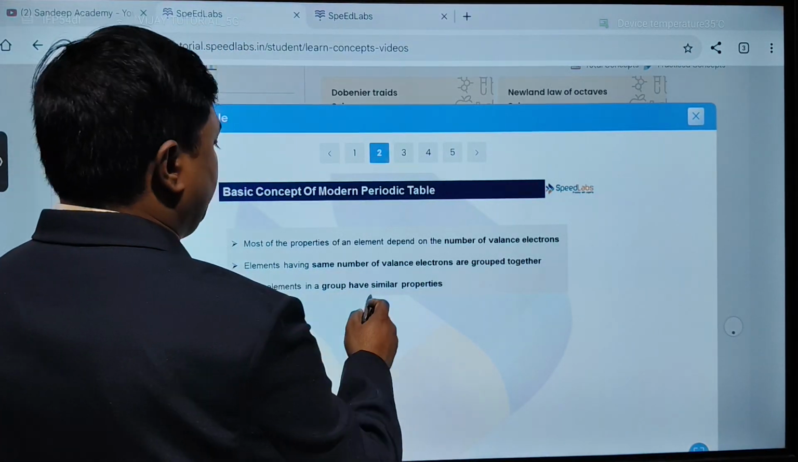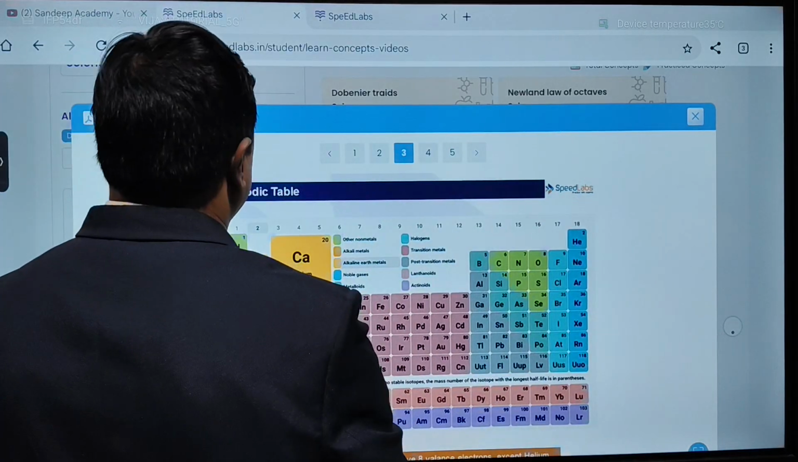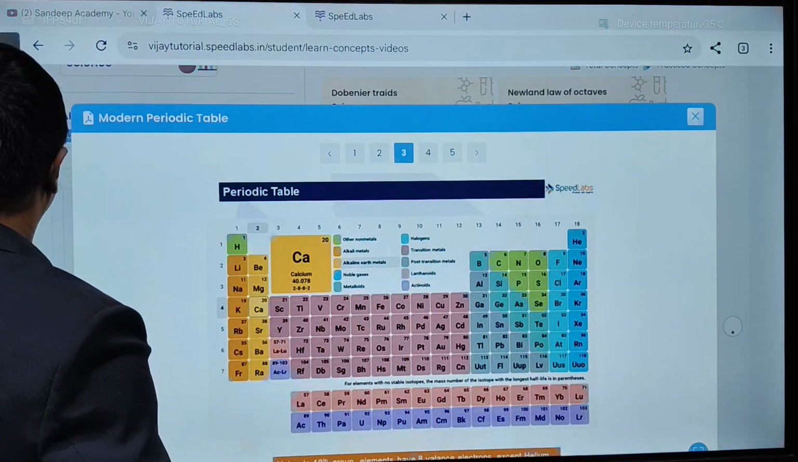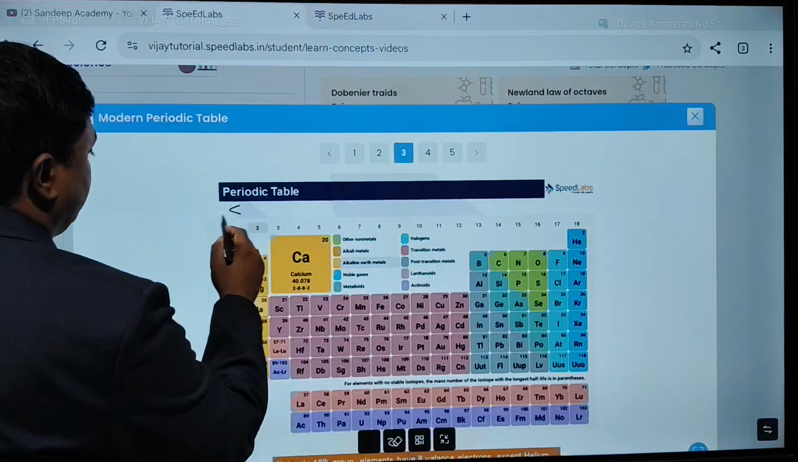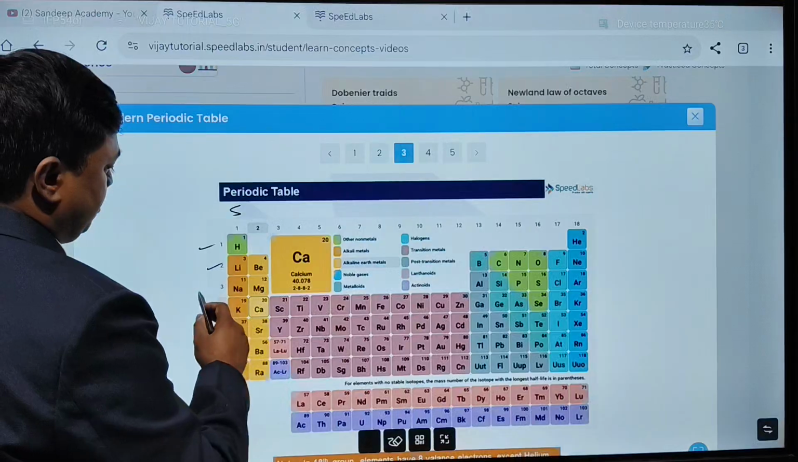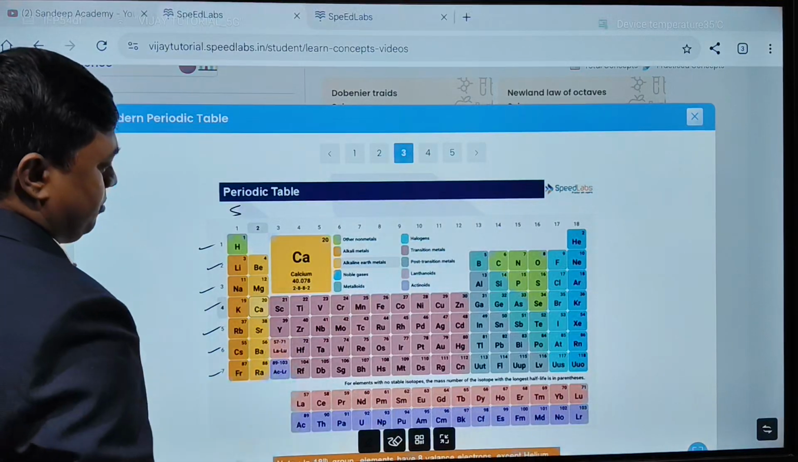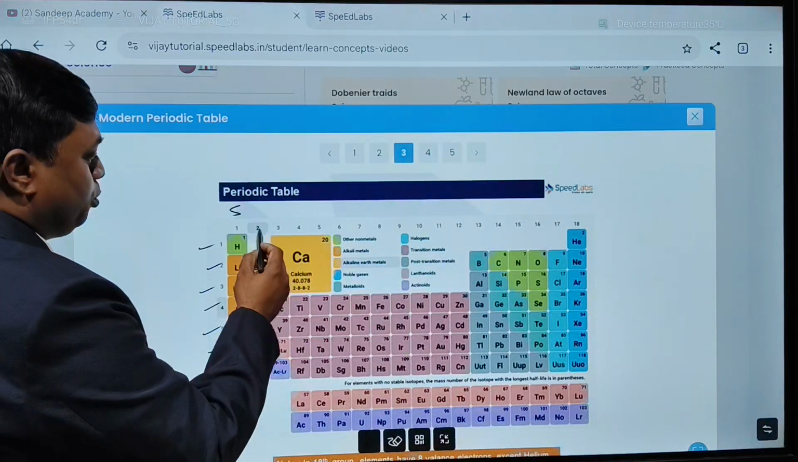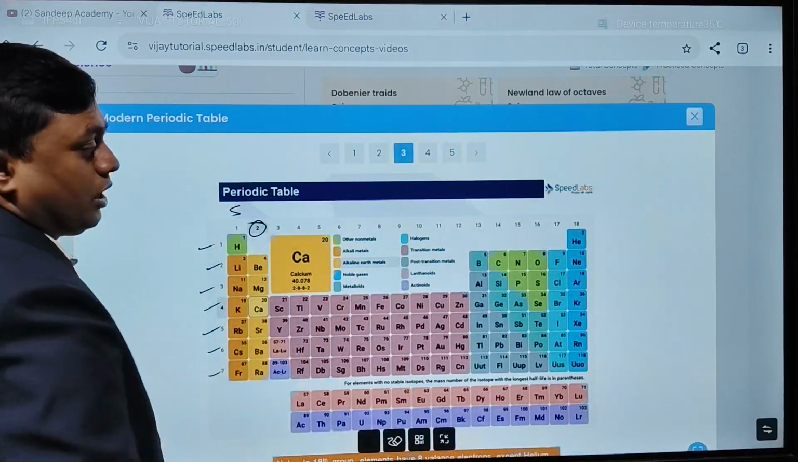So thus elements in the group have similar properties. Groups 1 and 2 are called S block elements. Group 1 starts from hydrogen, lithium, sodium, potassium, rubidium, cesium, francium. Group 2: beryllium, magnesium, calcium, strontium, barium, radium. They are group 2 elements, and they are S block elements.